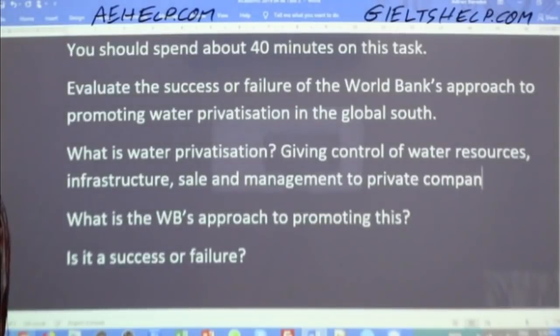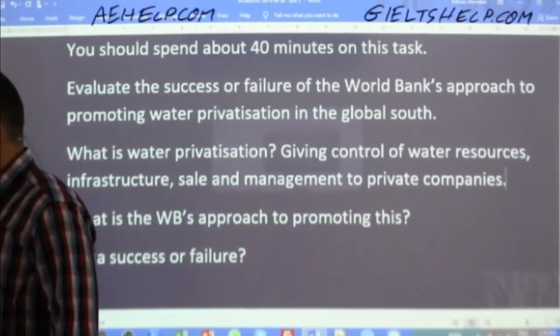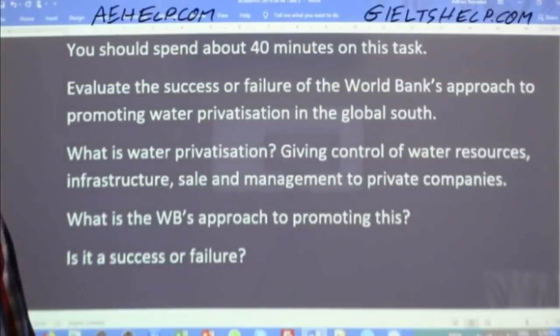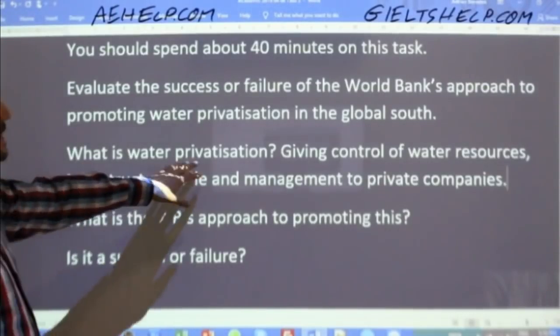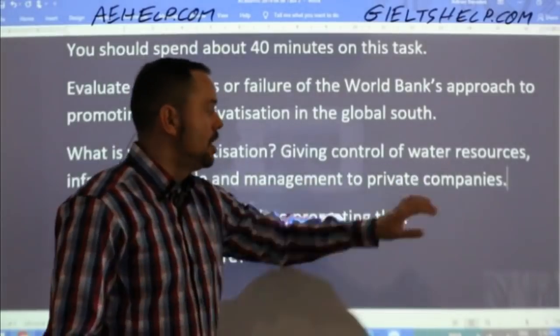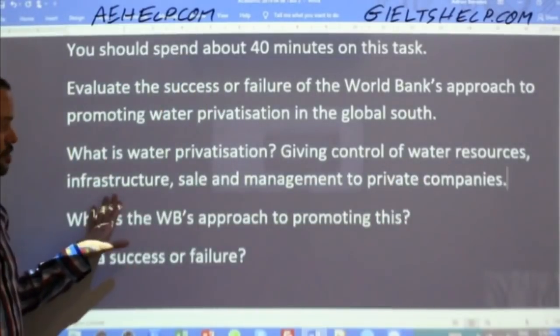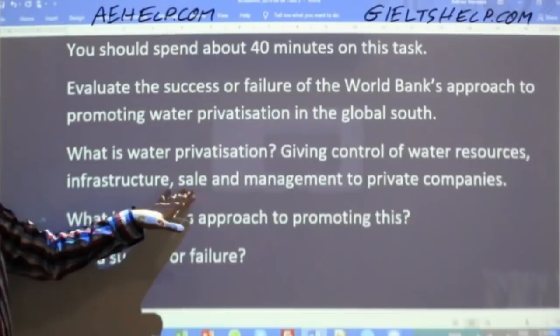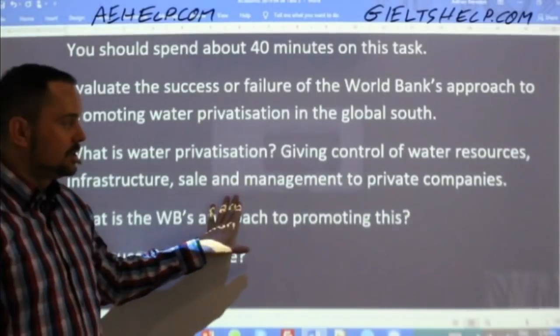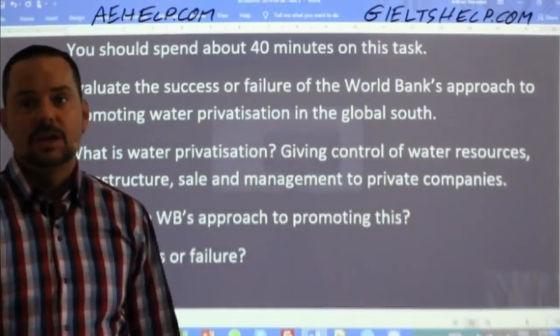Okay, so that's what it means. All right, private ownership. So what is water privatization? It means giving control of water resources, infrastructure like pipes, selling the water, and management of that to private companies. Okay, that's what it means.